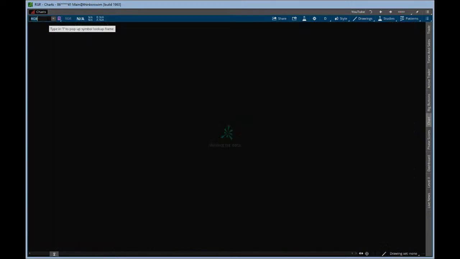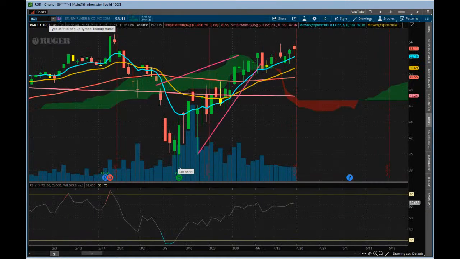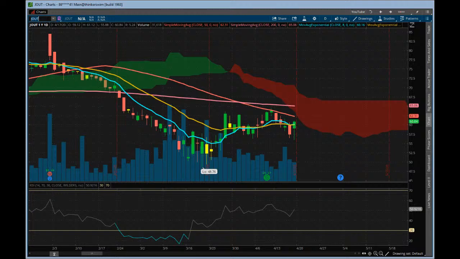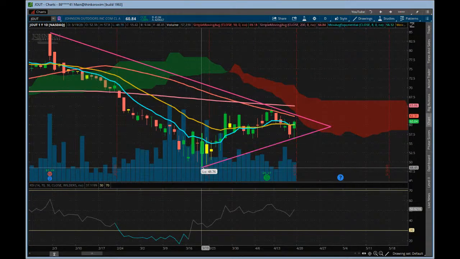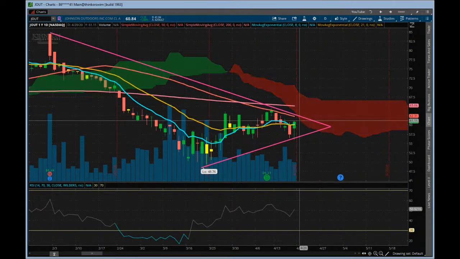JRGR, yeah, Ruger, just kind of slow grinding its way up there, and then you find these things. Johnson out, Jout. I don't know where you can find these things. Anyway, nice triangle right here on this one. So see if that can break out of there one way or the other. Good stuff.